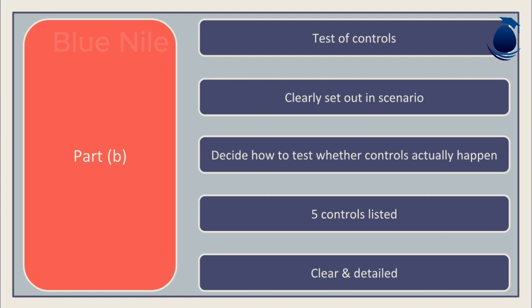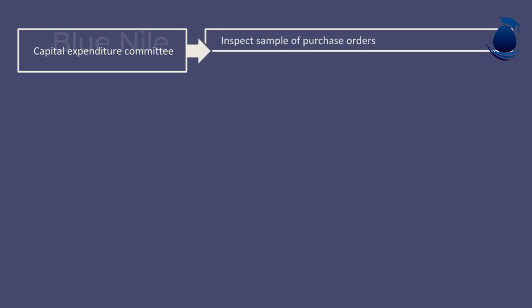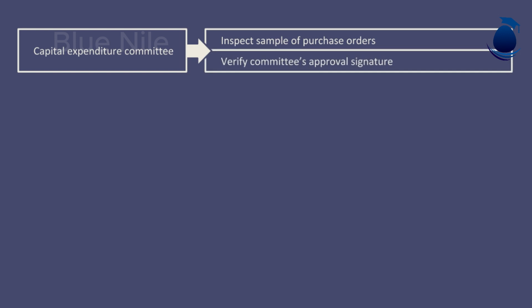The first control is that Bonsai has a capital expenditure committee, and for all purchase orders of capital items, there needs to be authorization from the committee. A control test could be, for a sample of asset purchases in the year, inspect the purchase orders and verify whether the asset has been authorized by the committee by reviewing for an approved signature.